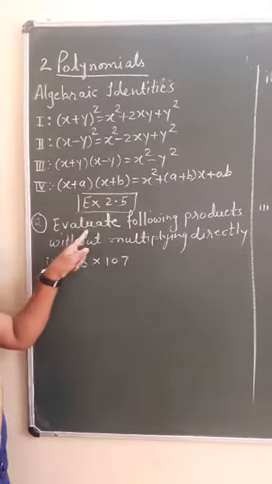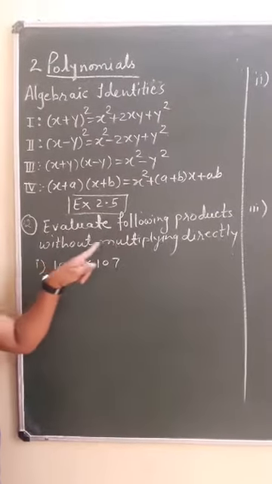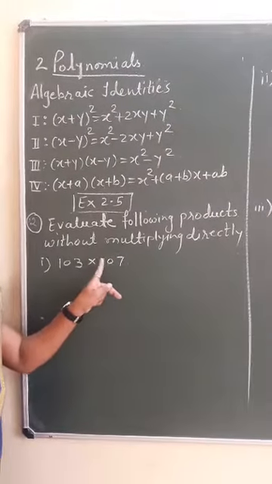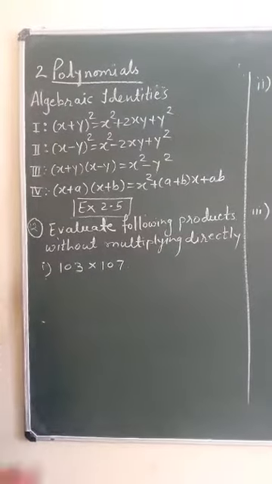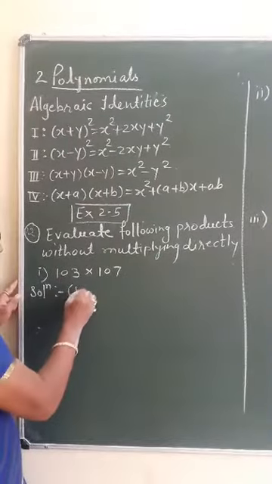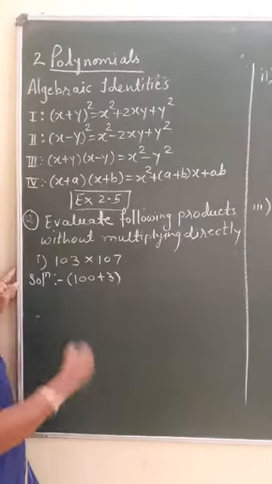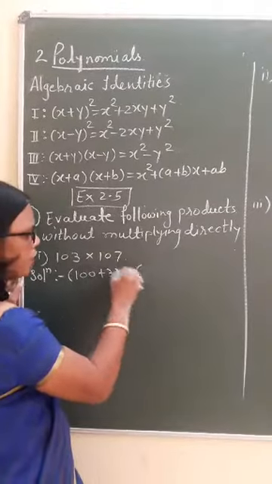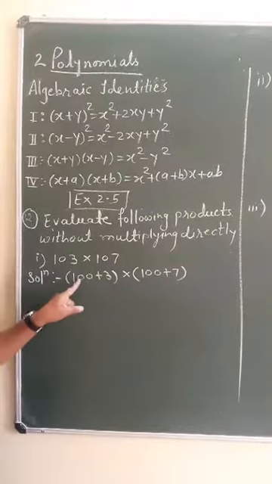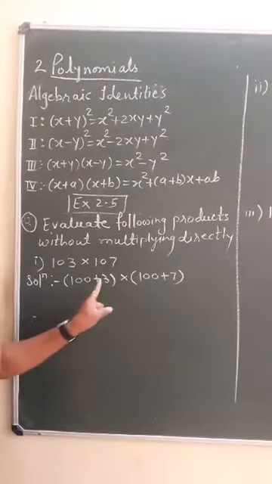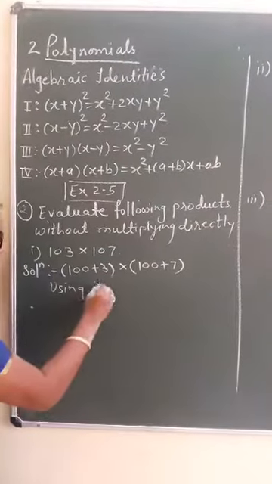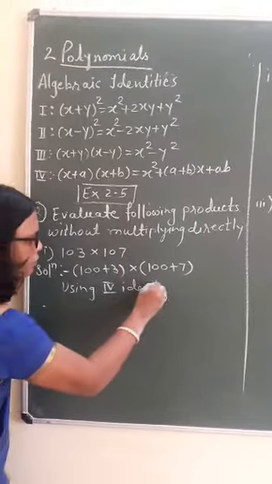Second problem. Evaluate the following product without multiplying directly. It means we should not multiply 103 by 107; we should not do the multiplication. Then what do we do here? Can we write 103 as 100 plus 3? Yes. Can we write 107 as 100 plus 7? Yes. Are you finding the 100 here is the first term, same, and the second term is different? So here we can say, using the fourth identity.